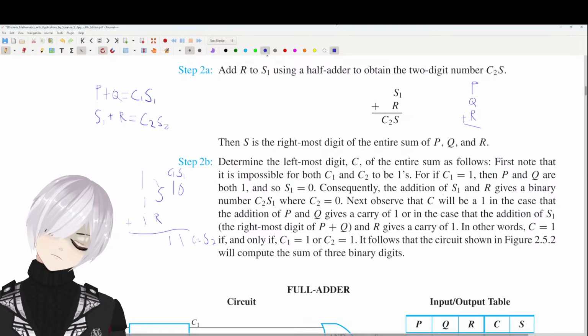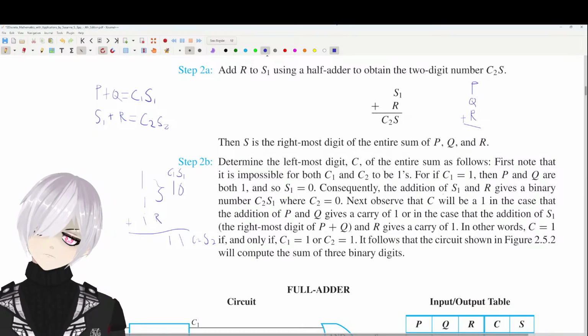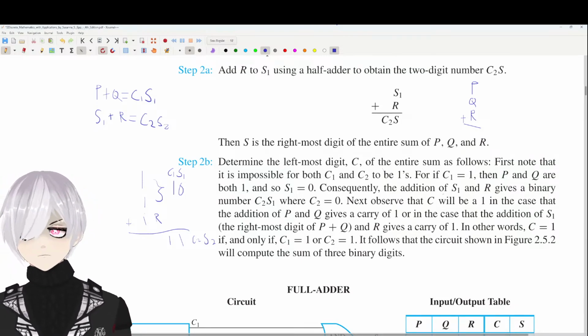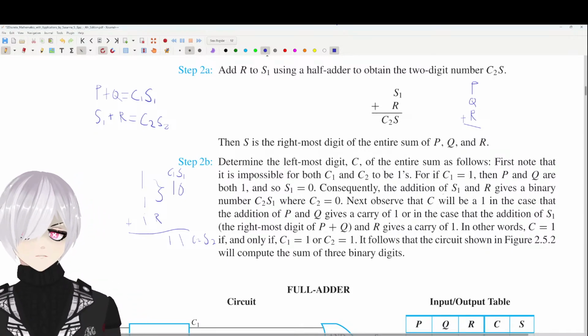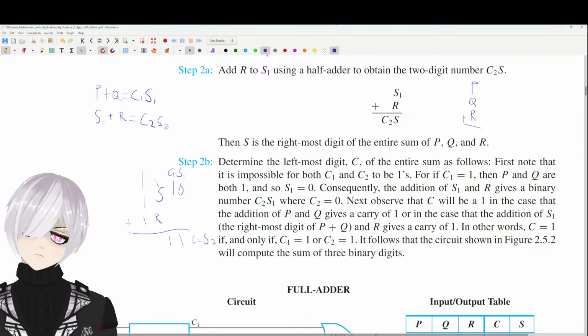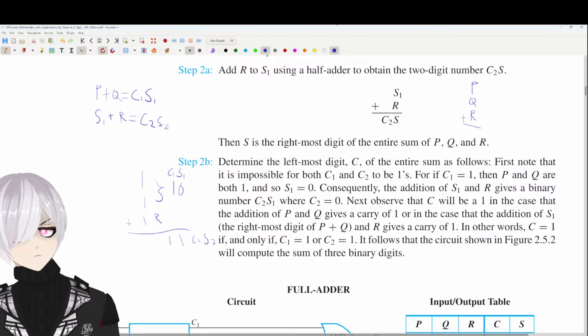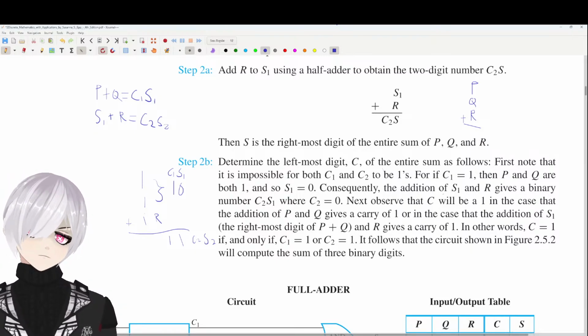The C2 is the leftmost digit of S1 plus R. And the S1 plus R is something that comes up because the first thing we did, we added P and Q and we got C1 S1. Then we need to add R to that to find the sum of all three. For the rightmost column of C1 S1 plus R, we've got to do S1 plus R, and so then we've got our second equation, S1 plus R equals C2S. And we have already that S then is going to be the rightmost digit of P plus Q plus R.